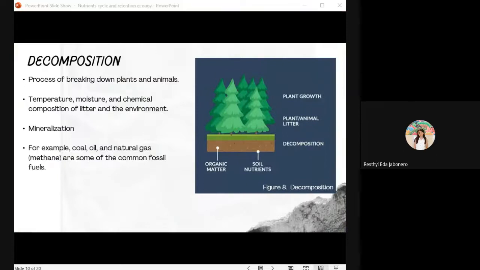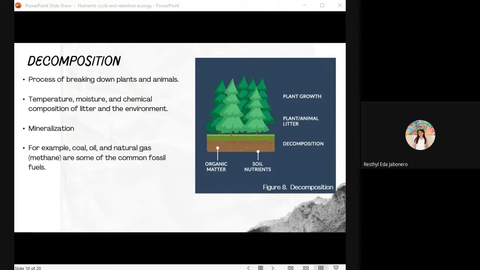So, decomposition. Carbon is deposited in soil as organic carbon on land as a result of living organism decomposition or weathering of terrestrial rocks and minerals. This conversion from organic to inorganic form is called mineralization.